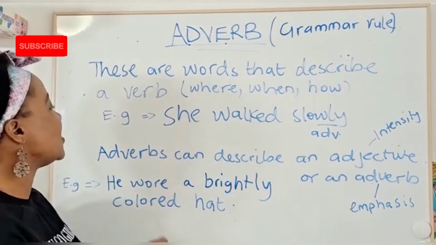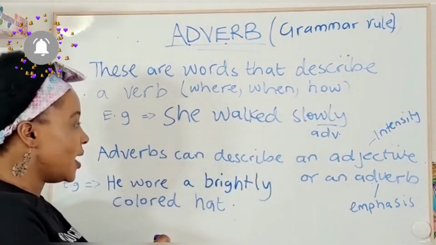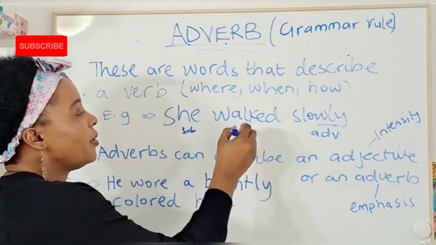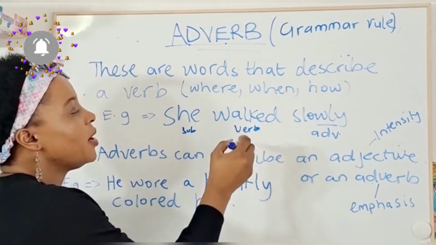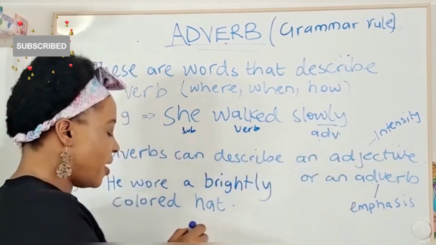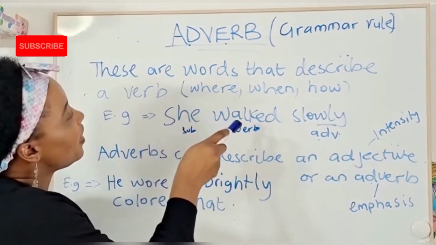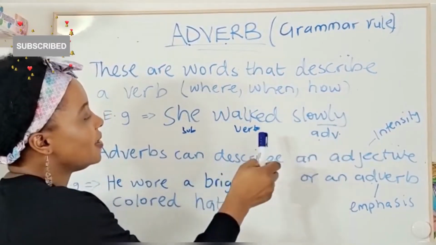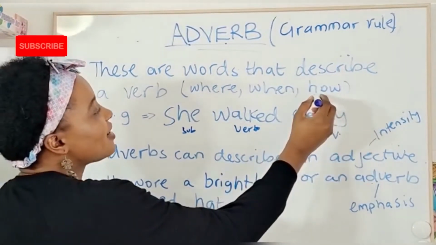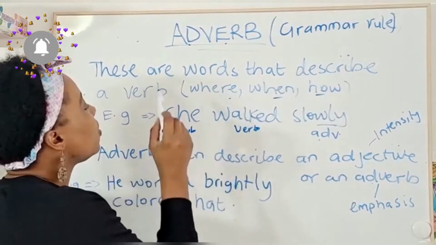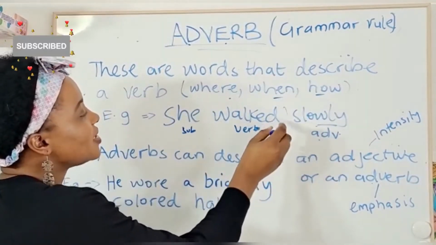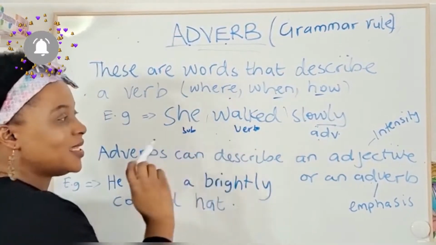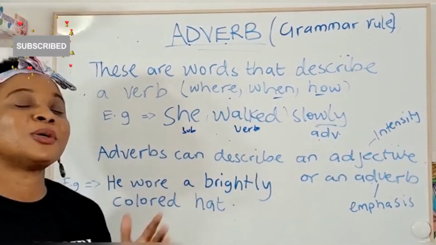Okay, so an example is: she walked slowly. Now we know here this is the subject and this is the verb. Here, walked is the verb. So slowly is the adverb. So like I said, the adverb describes a verb. So she walked. How did she walk? Slowly. Remember I said it describes how, when, and where. So this slowly is trying to describe how this person walks. So adverb describes verb. That's as simple as that. That was the basic knowledge you had.